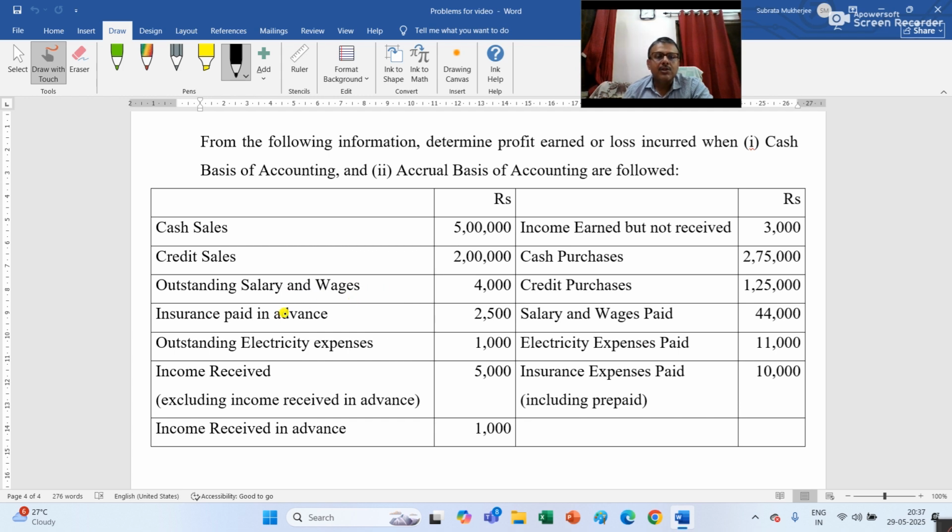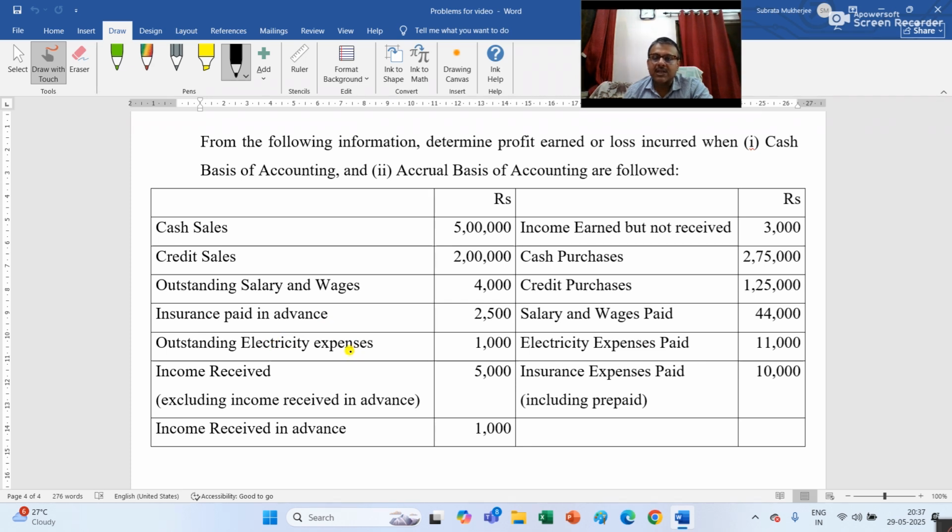this amount is still outstanding at the end of the year. Insurance paid in advance means this is a cash transaction, that is prepaid insurance account debit to cash. Now this expense, that is insurance paid in advance, this insurance expense is relating to the next year and not to the current year. So obviously this amount will get reflected on cash basis, but it will not be reflected on accrual basis of accounting.